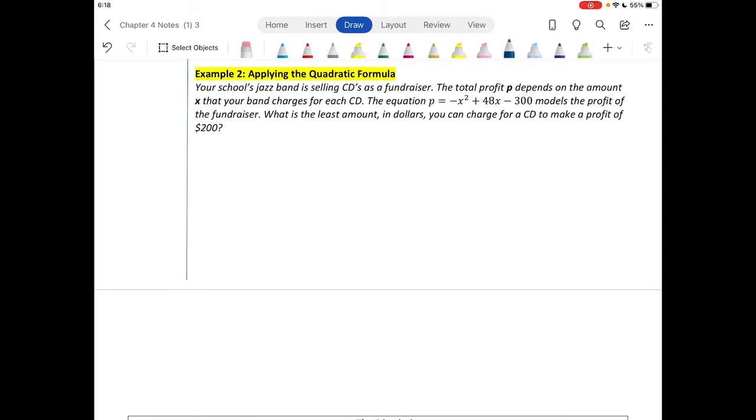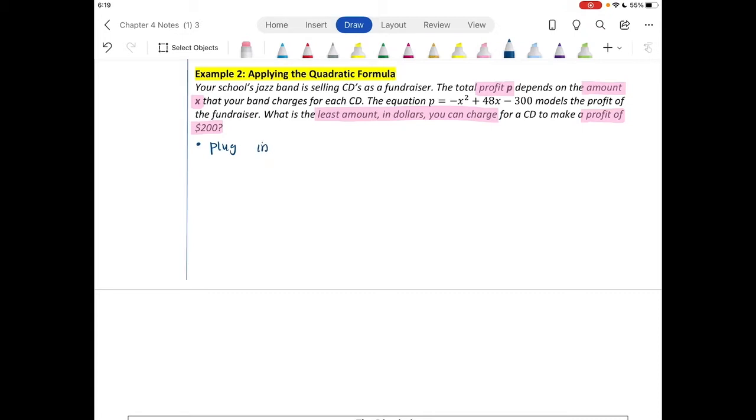Let's look at some of our key words here. First off, we know that profit is represented by P. We know the amount that they sell the CDs for is represented by x. We want to know the least amount that you can charge for a CD, and we know the profit needs to be $200. Well, this means that we know what one of our variables is. We know what P is. So we can plug that into the equation that's given.